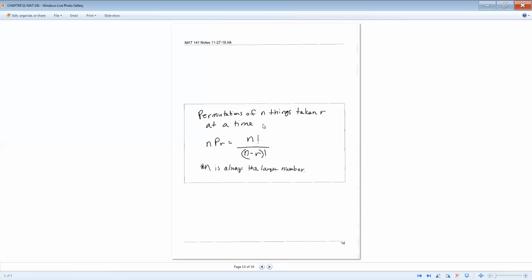So the formula for permutation, the permutation of n things taken r at a time, is n factorial over n minus r factorial. N is always your larger number because you're taking r things out of n. So if I had a group of 30 students, and I want to know how many different ways I could choose 5 out of the 30, the 30 would be n, the 5 would be r. So you're choosing 5 out of the 30. And how many different ways could you do that?